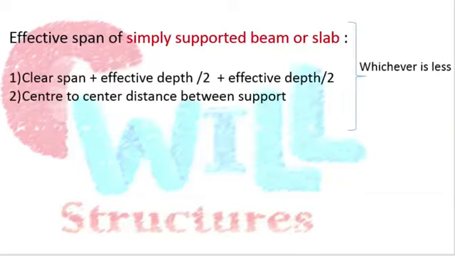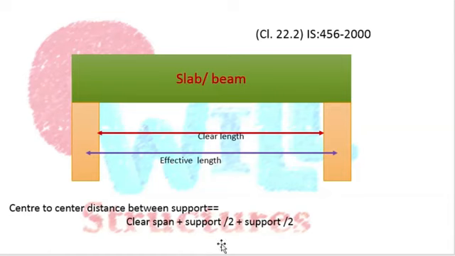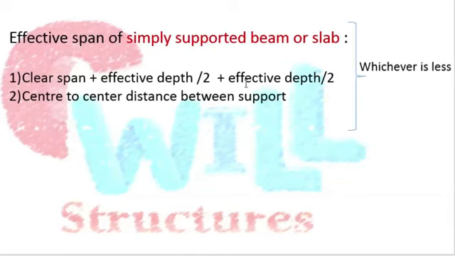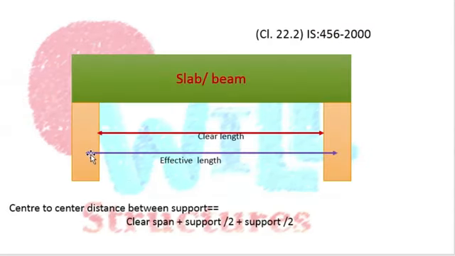clear span plus effective depth divided by 2 plus effective depth divided by 2, or the center to center of the supports. How to calculate the center to center distance: it is clear span plus support, meaning width of support divided by 2 plus width of support divided by 2.